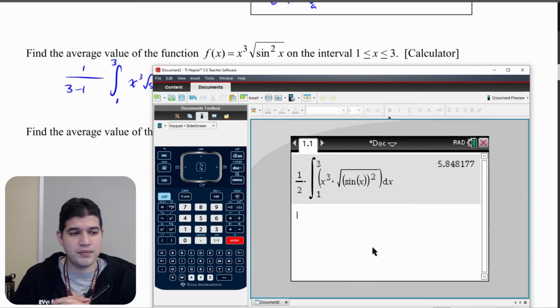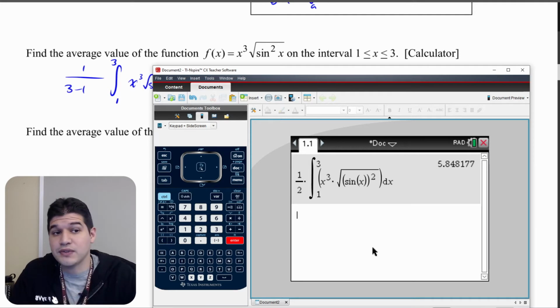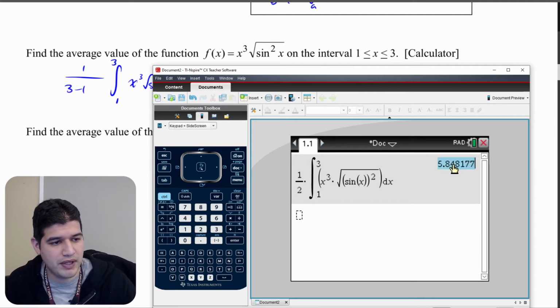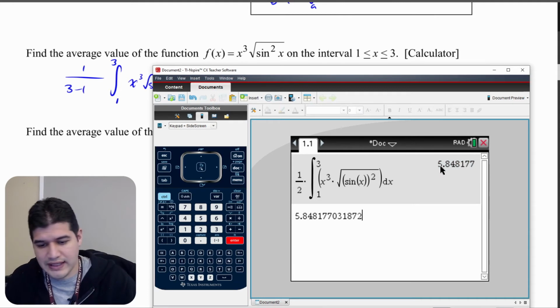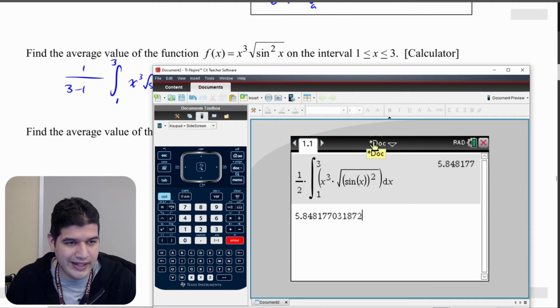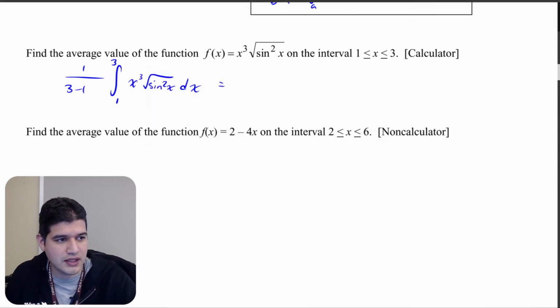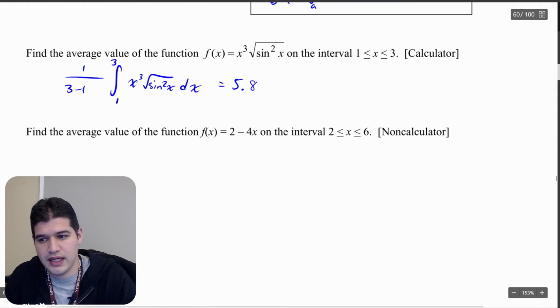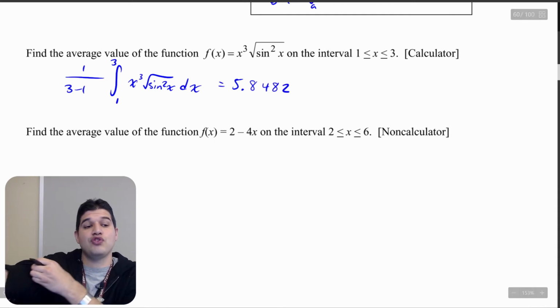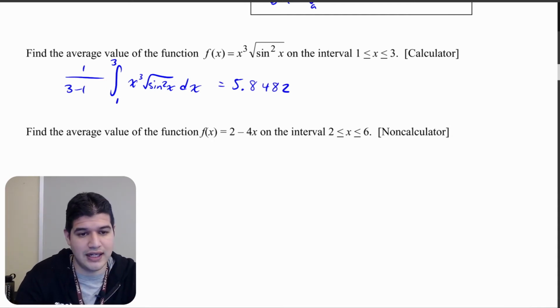Again, rounding to 4 decimal places, I'm going to get my results here, and we see it is approximately 5.8482. So now let's go ahead and do one that is not going to utilize the calculator.